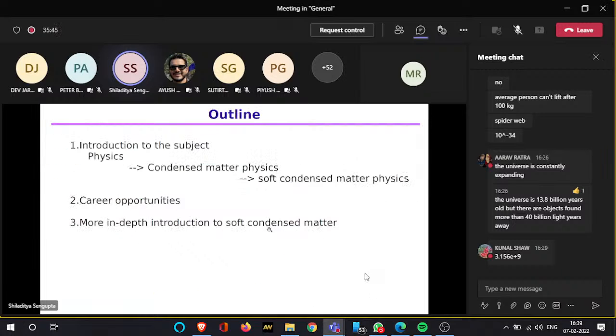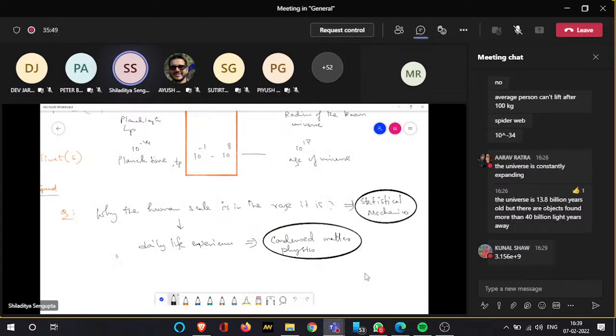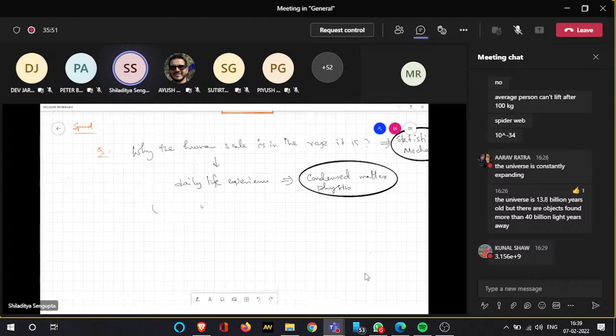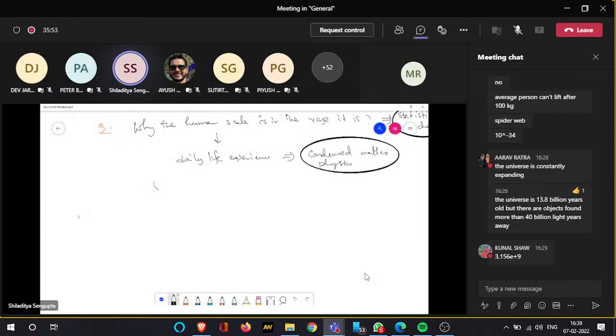So let's go back. I forgot to tell you one thing. Let us define these Planck constants. We have these three. I'm setting it as a kind of exercise for you.